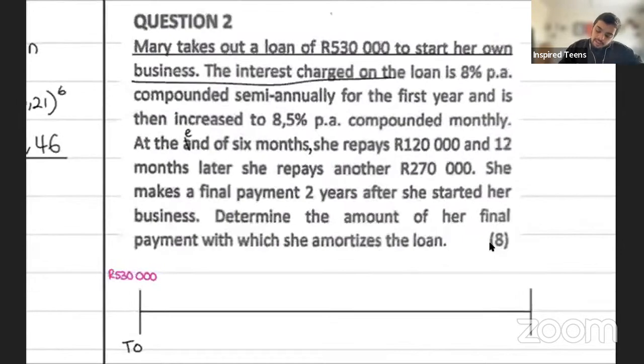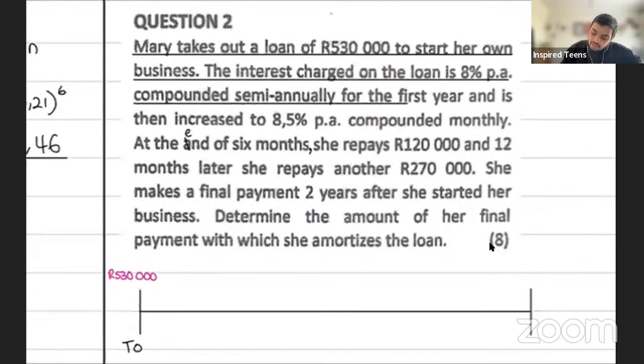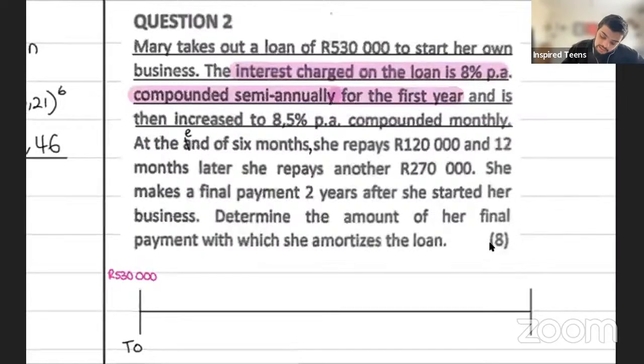Okay, the interest rate charged on the loan is 8% per annum, compounded semi-annually for the first year, and is then increased to 8.5% per annum, compounded monthly. Okay, we'll come back to that, right? But for now, here we have things with regards to interest rate. So the interest rate on the loan is 8% per annum, compounded semi-annually for the first year. It is then increased to 8.5% per annum, compounded monthly. Okay, so that's for the interest rate.